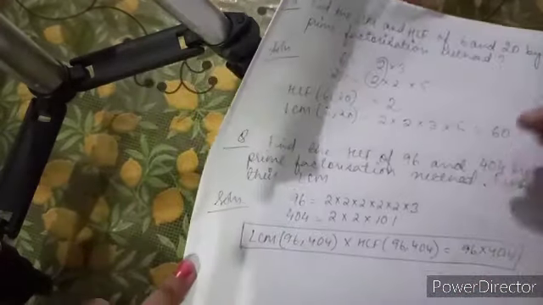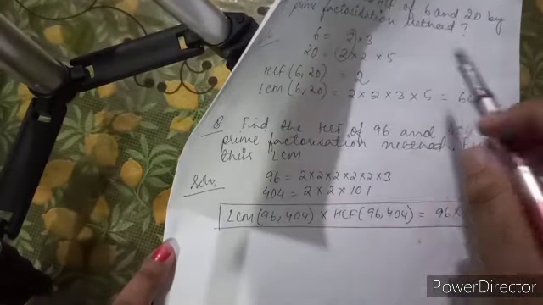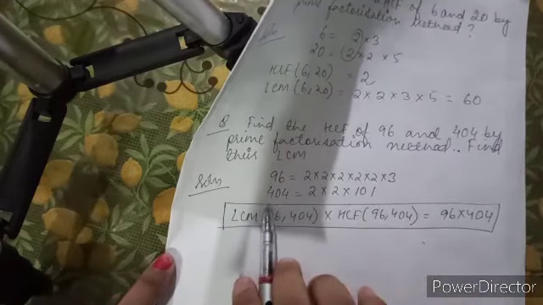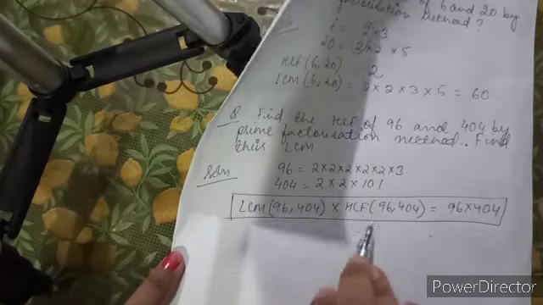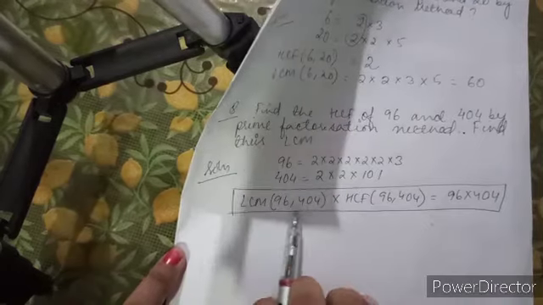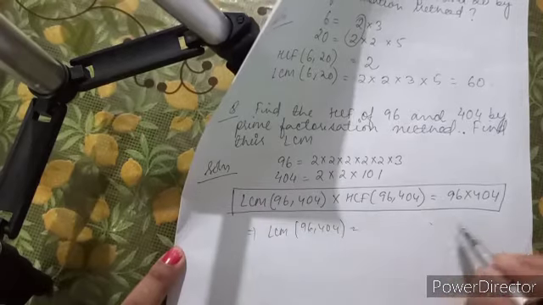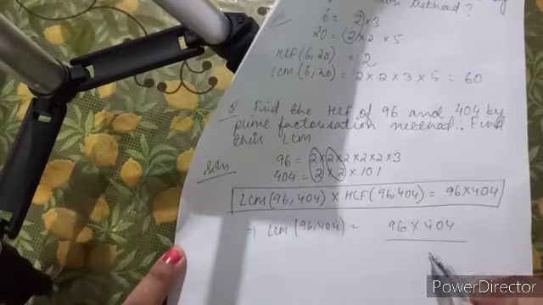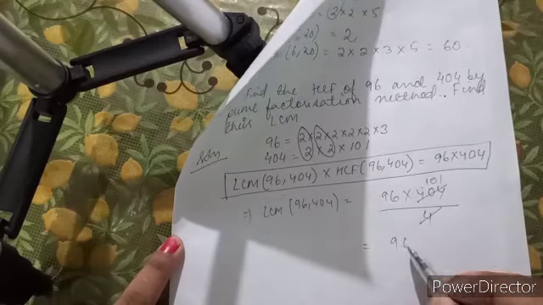Next is find the HCF of 96 and 404 by prime factorization method, and also find their LCM. So it's using prime factorization method, so you have to express 96 as prime factors, and here you can see these are also expressed as the prime factors, and there is a formula: LCM into HCF between two numbers is always equal to the product of the two numbers. So here you are asked to find the LCM. So LCM of 96, 404 will be the product of 96 into 404 divided by the HCF between these two numbers, which is coming as 4. So if you divide this, it will be 101. So what is the answer? 9699.